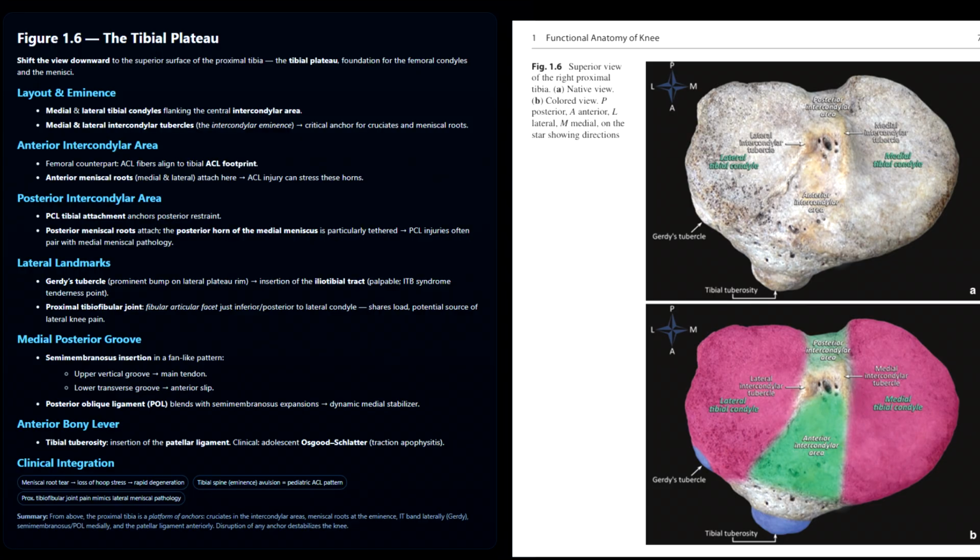So, when viewed from above, the proximal tibia is a carefully organized platform. The menisci cover the joint surfaces, the cruciate ligaments anchor in the intercondylar areas, the iliotibial band and semimembranosus secure the periphery, and the patellar ligament pulls from the front. Clinically, any disruption to these anchor points, whether it's a meniscal root tear, an avulsion of the tibial spine, the intercondylar eminence, or an inflamed tibial tuberosity, will destabilize the knee significantly.